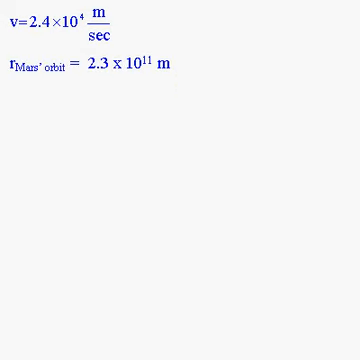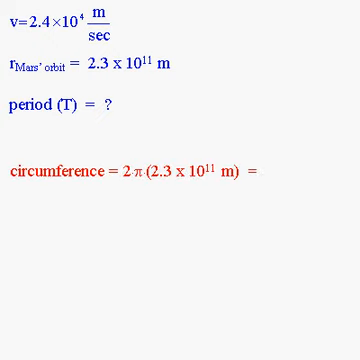We just determined that. We are already given that the radius of Mars' orbit is 2.3 times 10 to the 11 meters, and the question is, what's its period? How long does it take Mars to make one orbit? Well, we're given the radius of the orbit, so we can determine the distance around it. The circumference of a circle is just 2 pi r, so the circumference of this circle is 2 times pi times 2.3 times 10 to the 11 meters. That's 1.4 times 10 to the 12 meters.